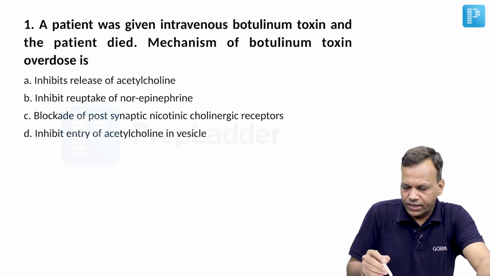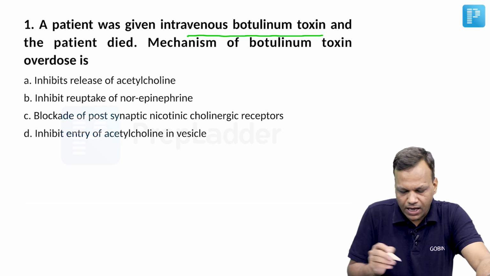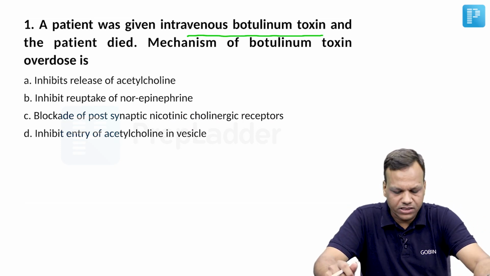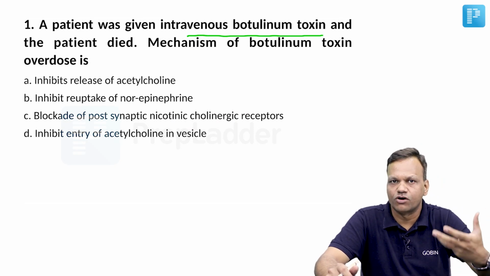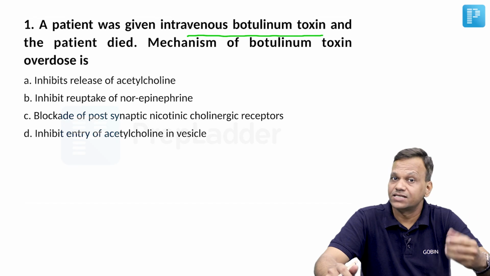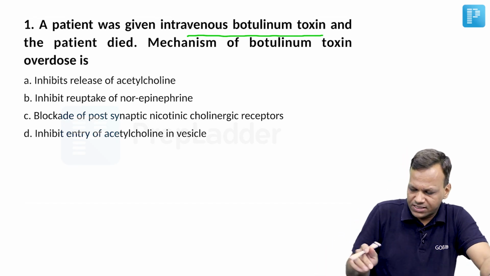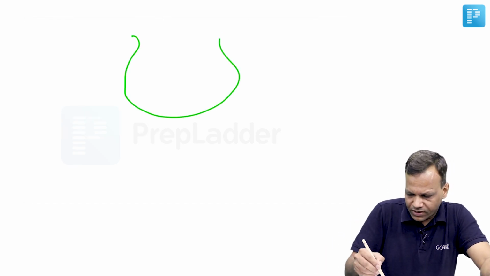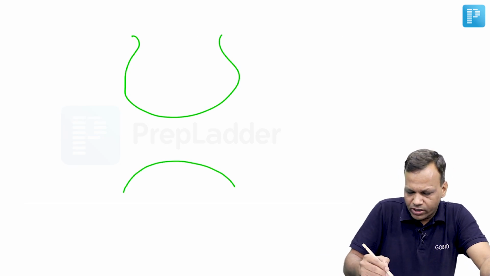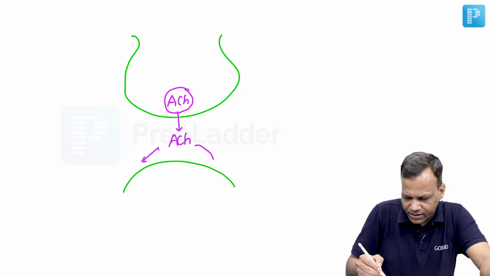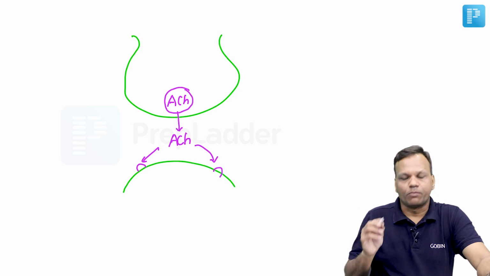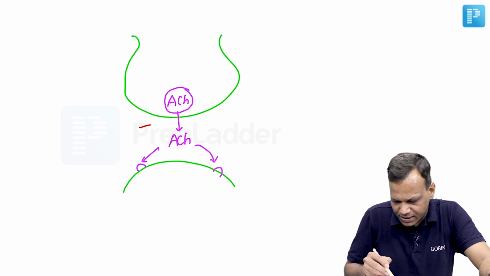A patient was given intravenous botulinum toxin and the patient died. Mechanism of botulinum toxin overdose. So basically they are asking what is the mechanism of action of botulinum toxin, and we discussed in our lectures also. If we see, this is the synapse, acetylcholine is produced and stored here, then it is released, and finally it works on receptors. So what botulinum toxin does is it inhibits the release of acetylcholine from the neuron.